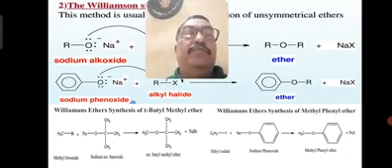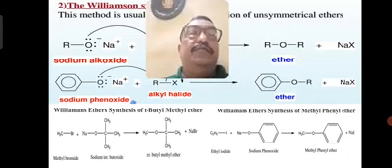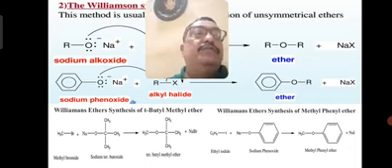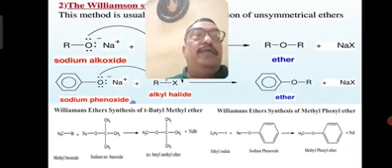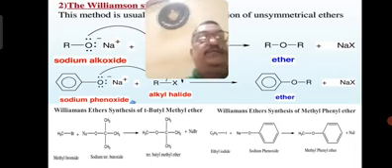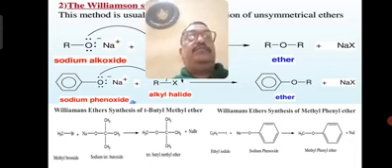So this is another example of the Williamson ether synthesis. Williamson ether synthesis can be used for the preparation of tertiary butyl ether as well as anisole, that is methoxybenzene. There are other examples, but at least remember the above two, that is sufficient.